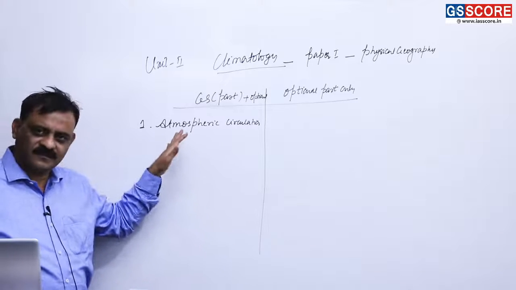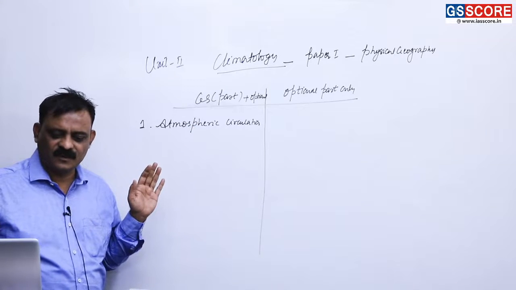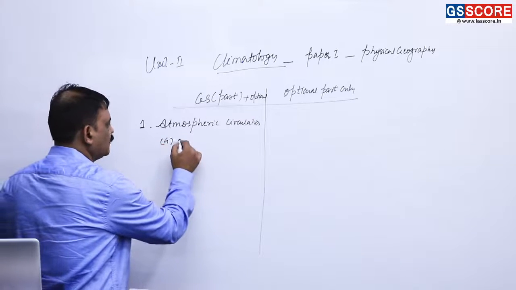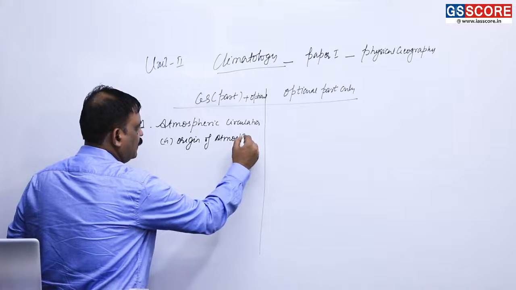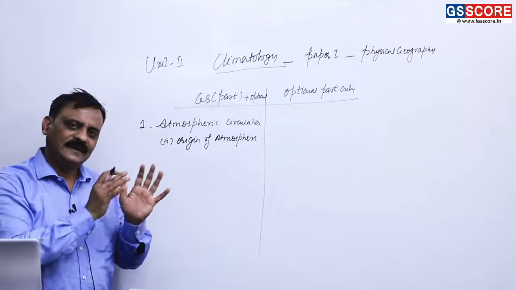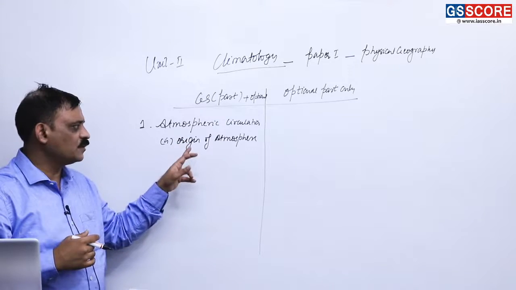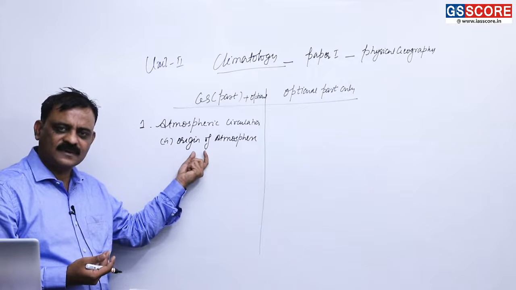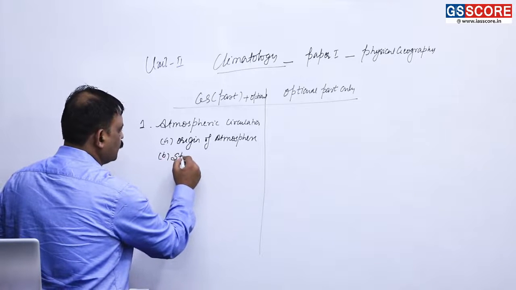So the first topic, which is equally important for your general studies part and your optional part, is going to be atmospheric circulation. But before starting the atmospheric circulation, you are expected to study the origin of atmosphere. This topic, origin of atmosphere, we will already be covering in your geomorphology, when we talk about the origin of the Earth. But if you are starting with climatology, then you need to first study the origin of atmosphere. And then you are expected to study the structure of atmosphere.